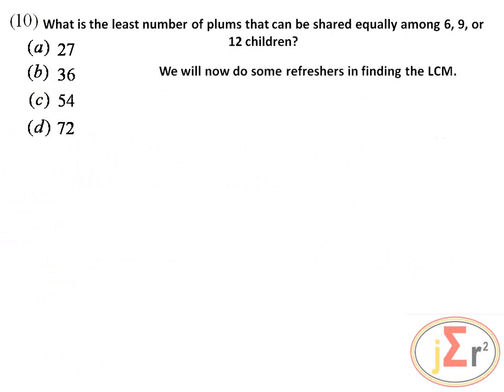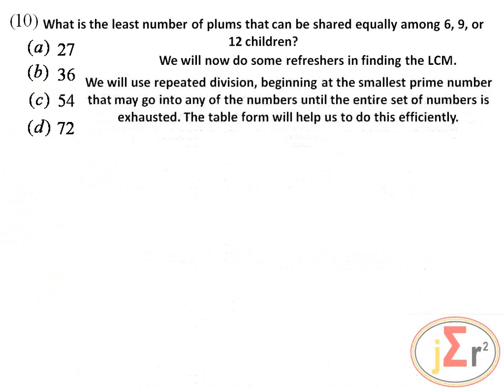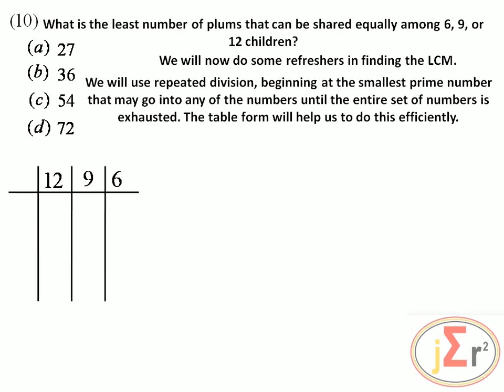Same problem, different treatment. We will now do some refreshers in finding the LCM. We'll use repeated division beginning at the smallest prime number that may go into any of the numbers until the entire set of numbers is exhausted. The table form will help us to do this efficiently. So there is our table, and we have the numbers in the header of the table: the 9, the 12, and the 6.